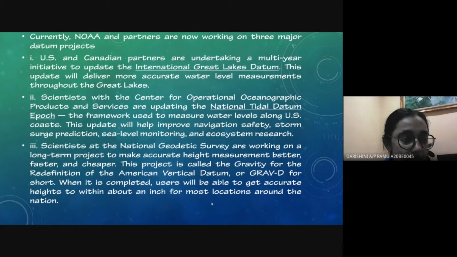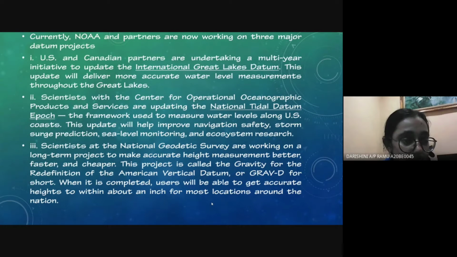Then scientists with the Center for Operational Oceanographic Products and Services are updating the National Tidal Datum Epoch, the framework used to measure water levels along the U.S. coast. This update will help improve navigation safety, storm surge predictions, sea level monitoring, and ecosystem research.